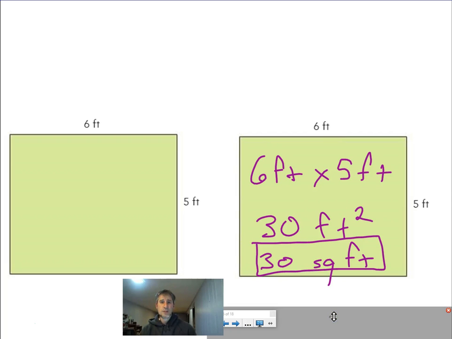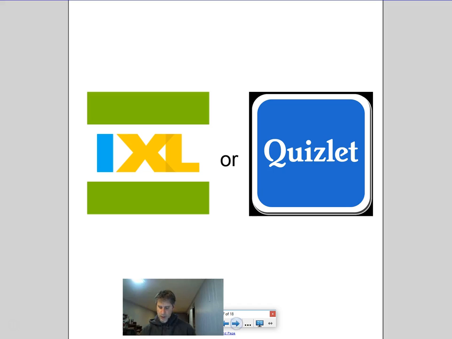And 30 square feet. So now that you've had this review of area and things that we've done in the past, you're either going to go on to iExcel if you had anything from Master Connect that showed that you just need a little bit of practice of review for that, or you can go back to Quizlet to strengthen up that vocabulary that we're going to be exploring with this particular unit.